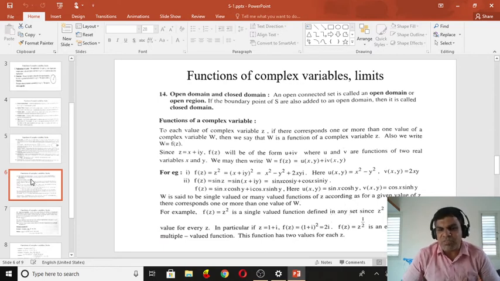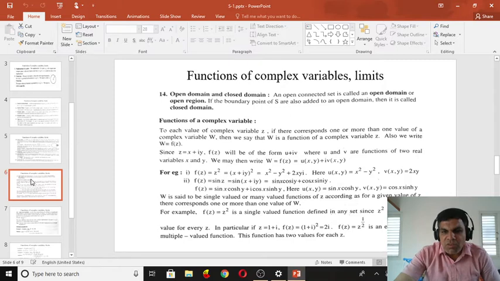Suppose we take f of z equal to z to the power of 1 by 2. This is an example of a multiple valued function. The function has two values for z.